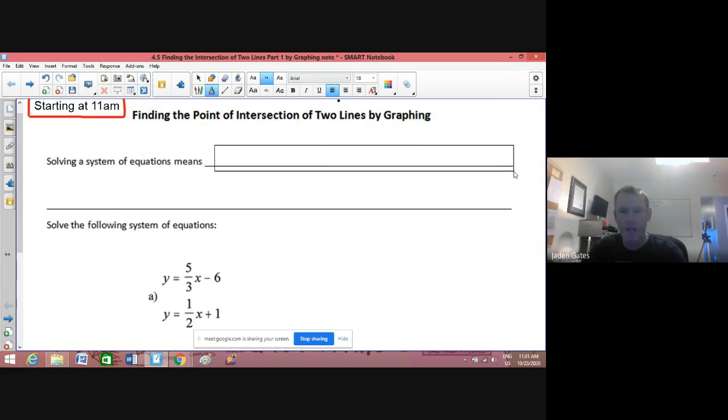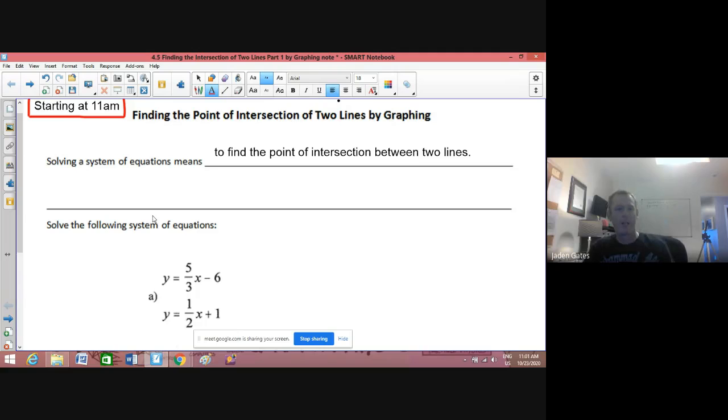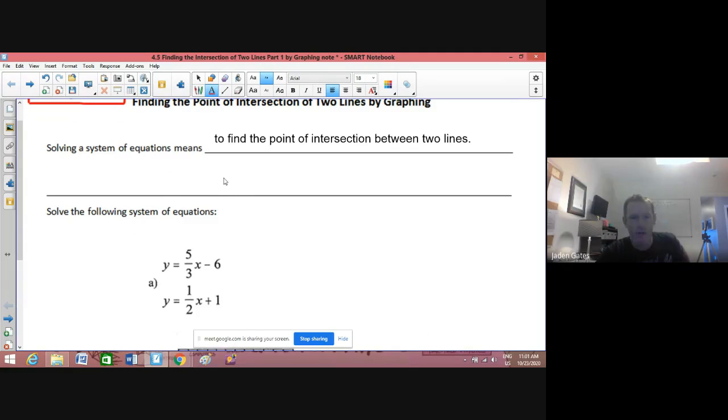What that means is to find the point of intersection between two lines. So it's like a code almost. All right, so when you're solving a system of equations, all it's asking you simply is to find the point of intersection between two lines. Well, it's not always simply, but that's what it's asking.